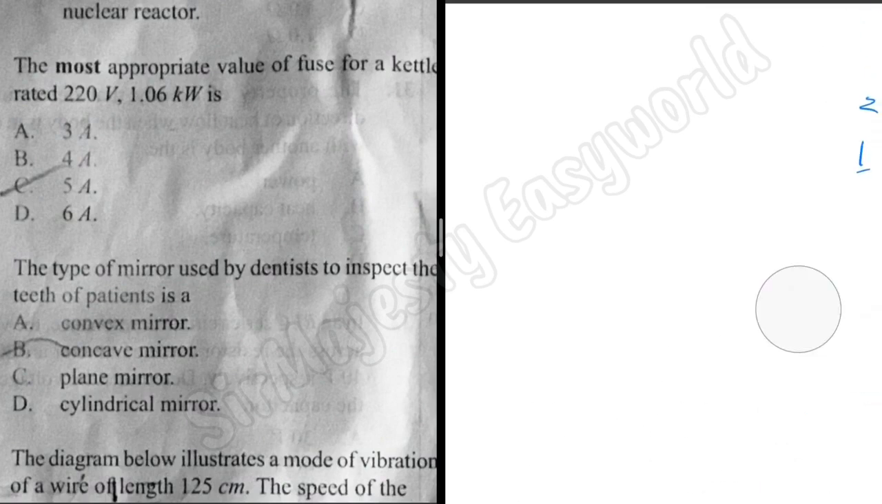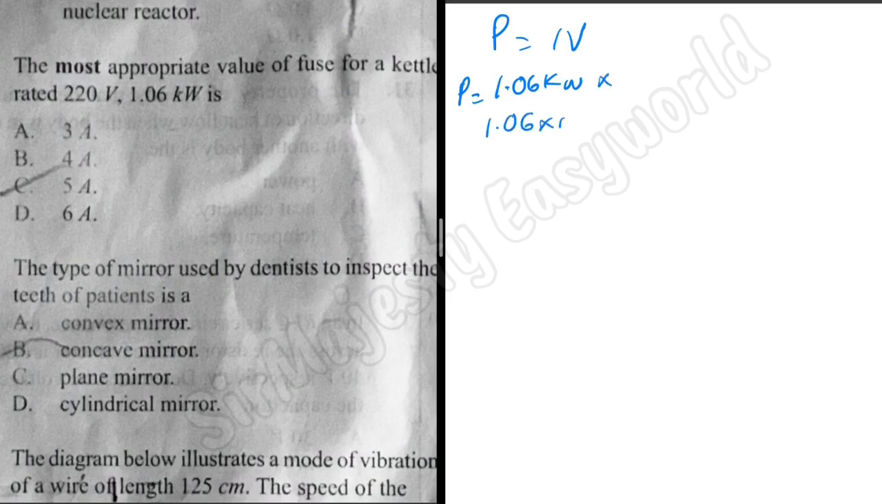So I'm going to use the formula for the current. Remember, the formula for power is P is equal to IV. So our P here is 1.06 kilowatts. I'm going to convert this kilowatts to watts, so that will multiply by 1,000. That will be 1,060 watts.